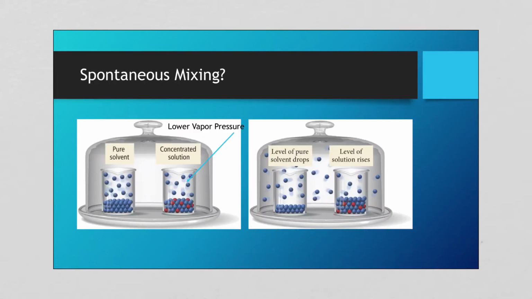Now, we can demonstrate this idea and tie it back to our idea of spontaneous mixing. If I take a container of pure solvent and a container of solution and put them in the same container, my assertion is that the vapor pressure here is lower than the vapor pressure of the pure solvent. So what spontaneous mixing tells us is that over time, nature should try to equalize the concentration here.